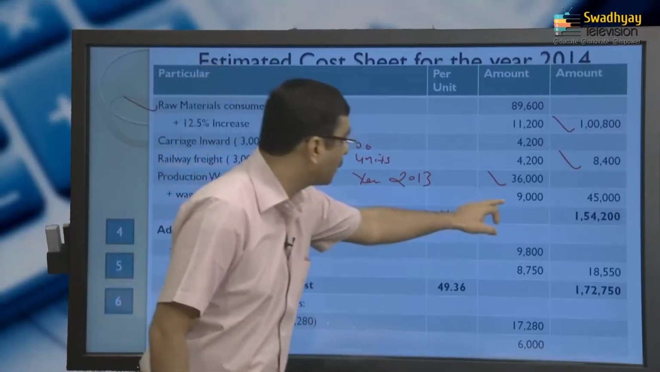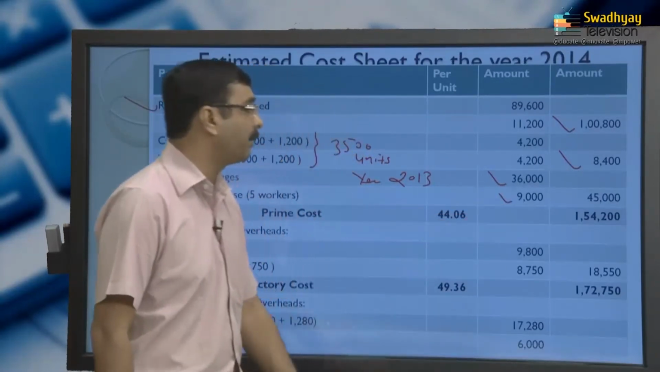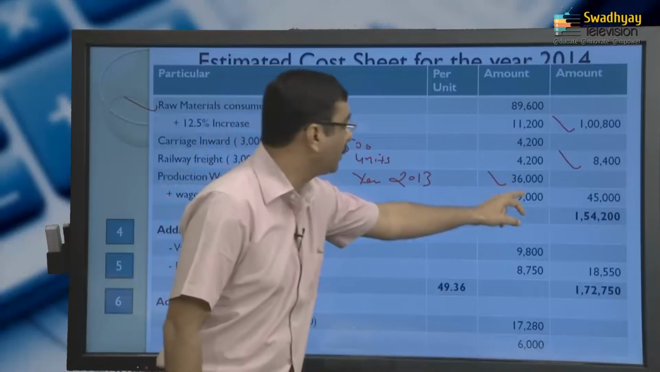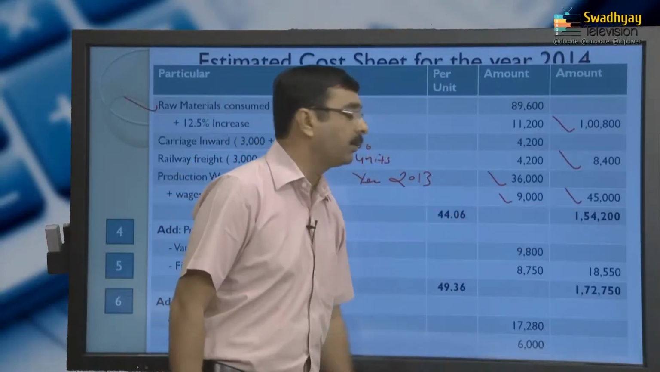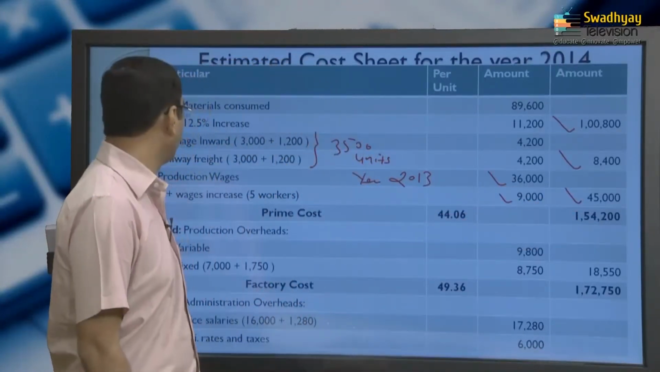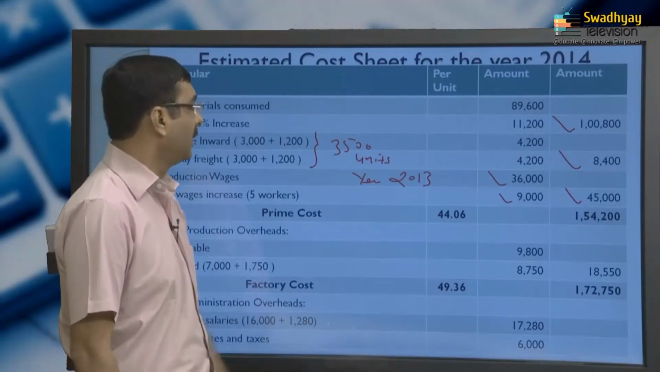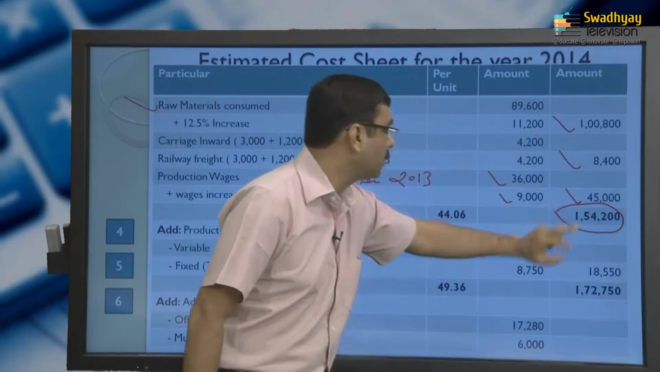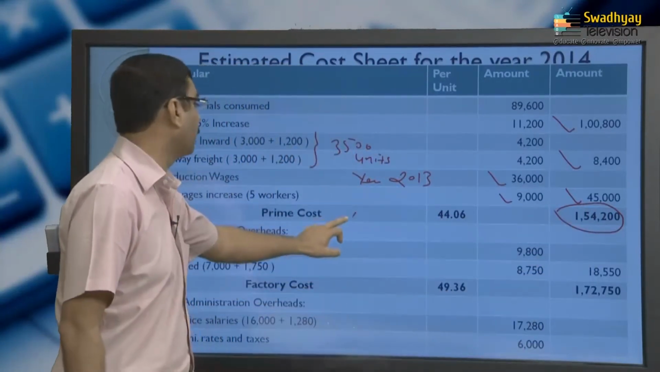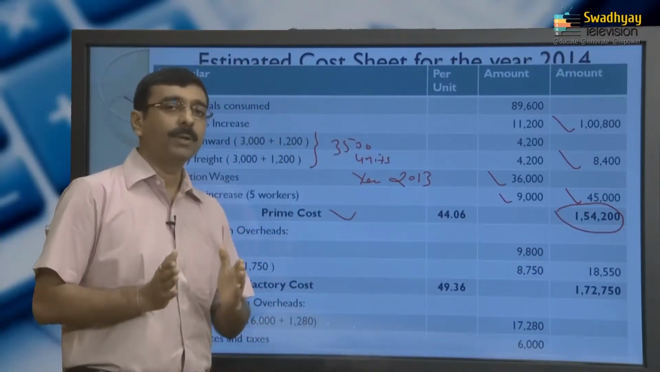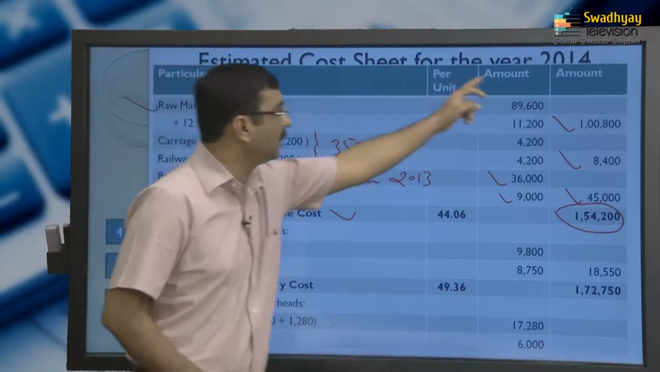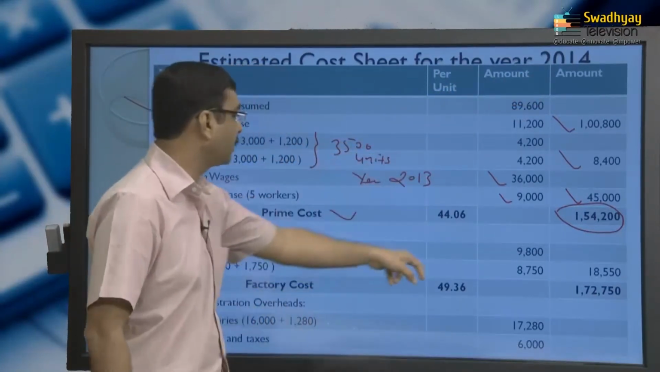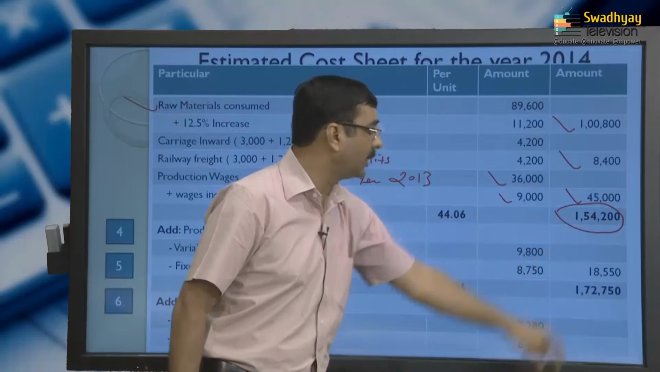So it comes to 9,000 rupees. So 9,000 rupees increase in productive wages, and added into this the amount of productive wages for the year 2014, which comes to 45,000 rupees. Now the total of these 3 items is 1,54,200 rupees and that is your prime cost. That is your first answer, for the estimated cost sheet 2014, it comes to 1,54,200 rupees.